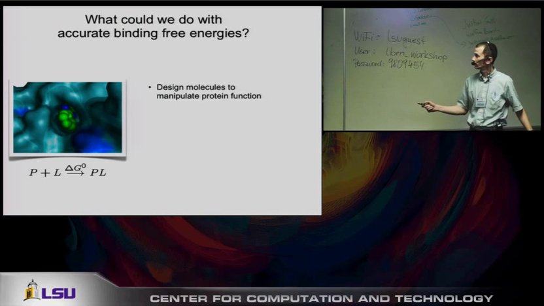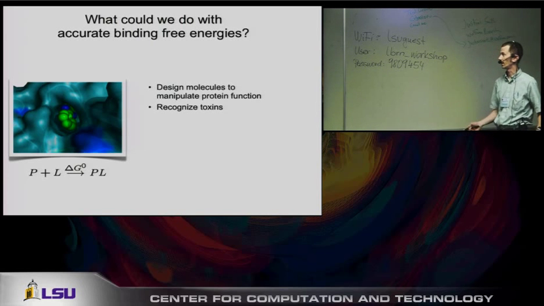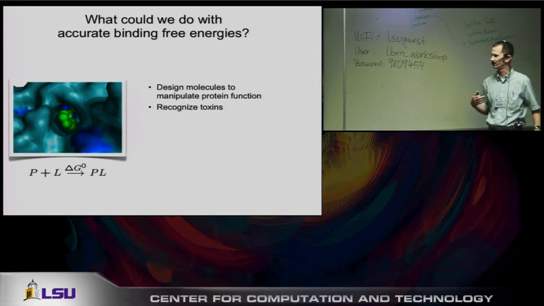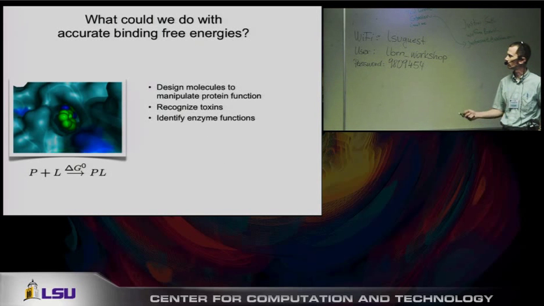Among the things we could do are designing molecules to manipulate protein function in desired ways. We could do things like recognizing potential toxins by looking to see what proteins in the body a new molecule we're interested in might interact with. Right now I'm just imagining we could do these reliably and accurately as fast as we wanted. Some of these things might be a long ways down the road, but this would be what we'd be interested in. We could use these kinds of tools to help identify functions of enzymes.